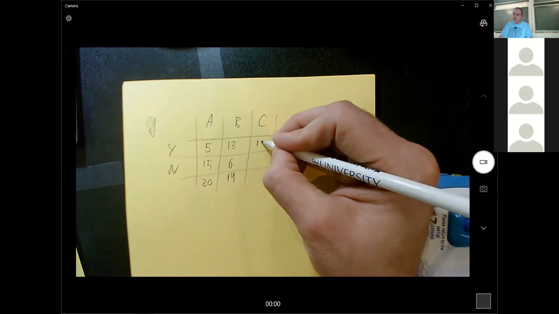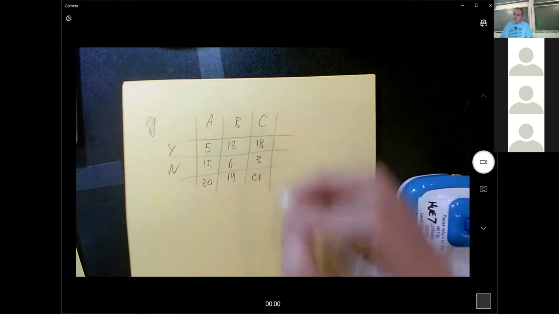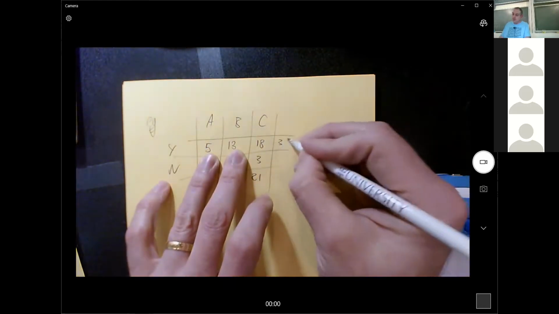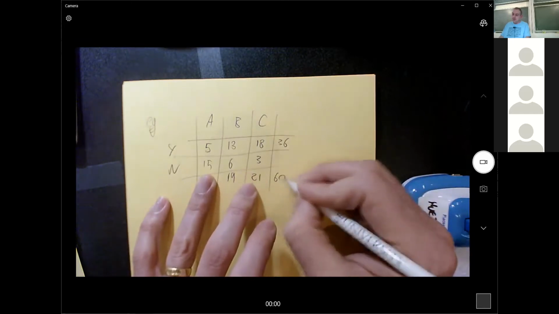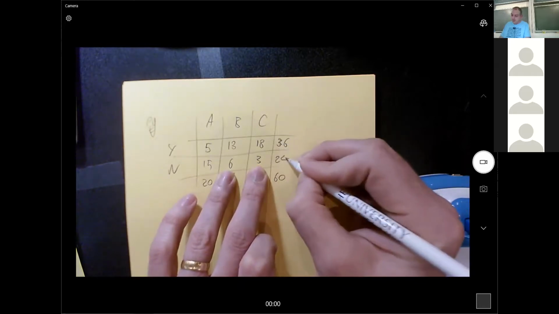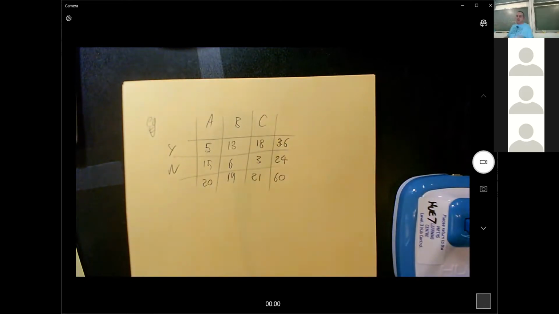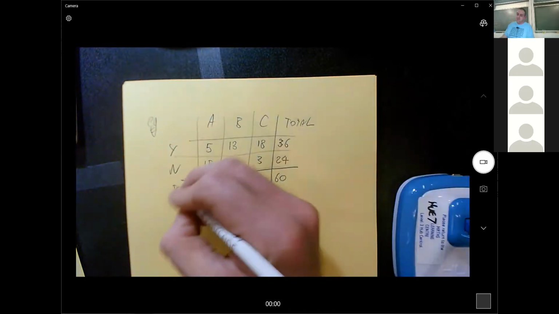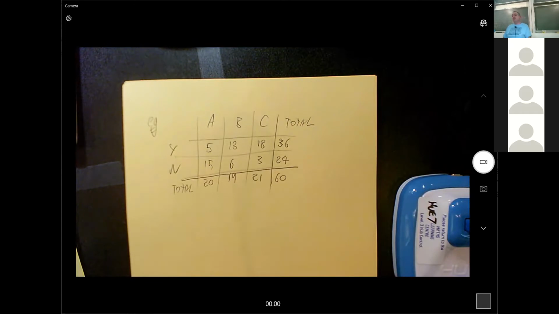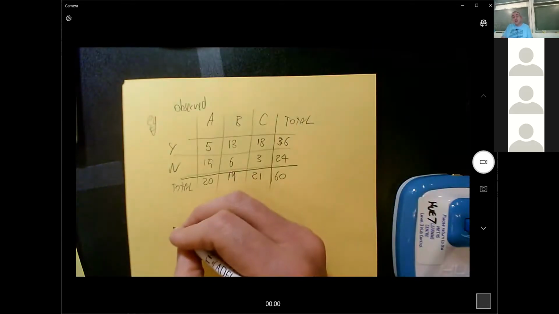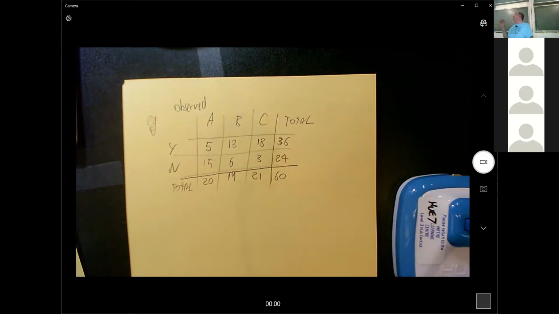I'm going to have to add these up. I made it hard for myself, didn't I? That's 36. 18 and 6 would be 24. Okay, so here is some made up data. So I can imagine this is what I observed. I can imagine what would have happened, what I could expect to happen, if it didn't make a difference which group was in what.